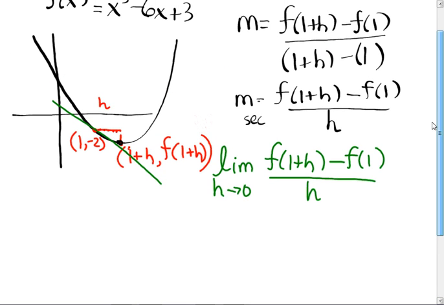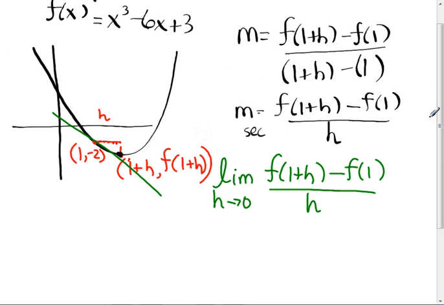Because I'm going to do the tangent line at this particular place right here, at (1, -2). F of 1 is negative 2, isn't it? Because what's f of x? Sure. I'm going to do that in about 3 seconds. I'm just getting set up.